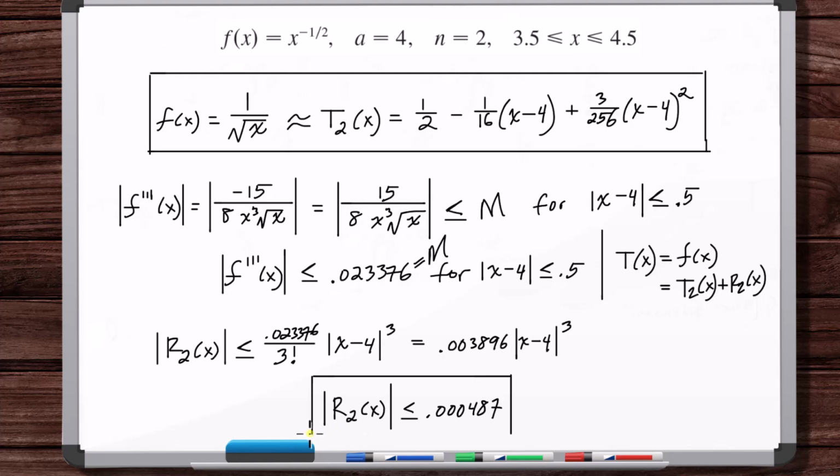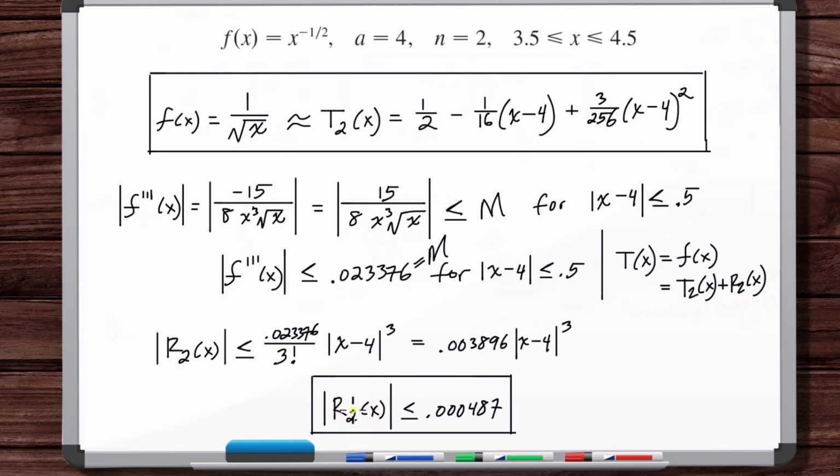Now you might be wondering, why didn't we just plug in 3 or 4.5 or 3.5 into here? No, we're answering the original question. Here's R sub 2. If you take any x value and you plug it into the function, the Taylor polynomial, and R sub 2, you could pick x equal to 3.7, 3.8, and plug it in. That's what the absolute value of R sub 2 is.